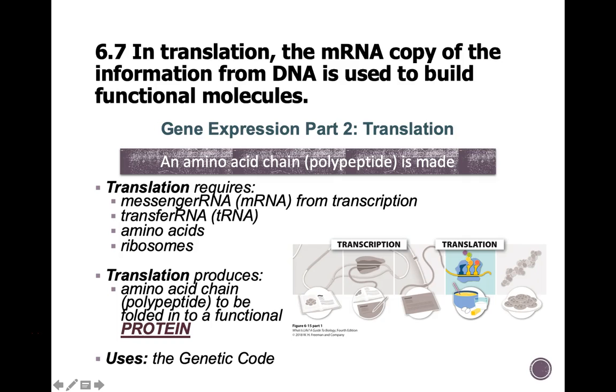The second step in gene expression is the process of translation. So remember, in transcription, we went from DNA to a single-stranded piece of messenger RNA. In translation, we're going to take that messenger RNA and turn it into a protein. So in translation, we are actually going to produce an amino acid chain. This is also called a polypeptide.